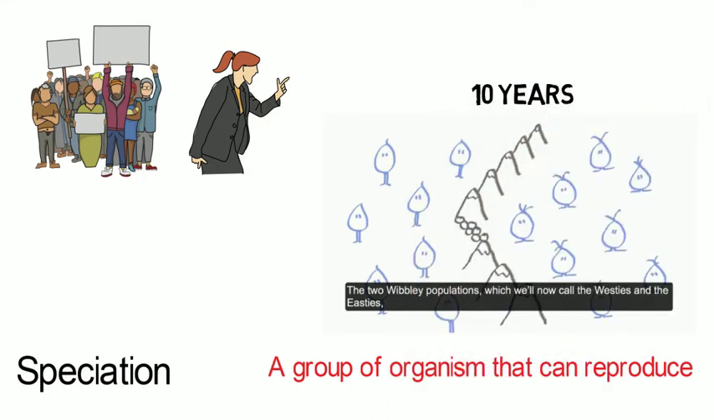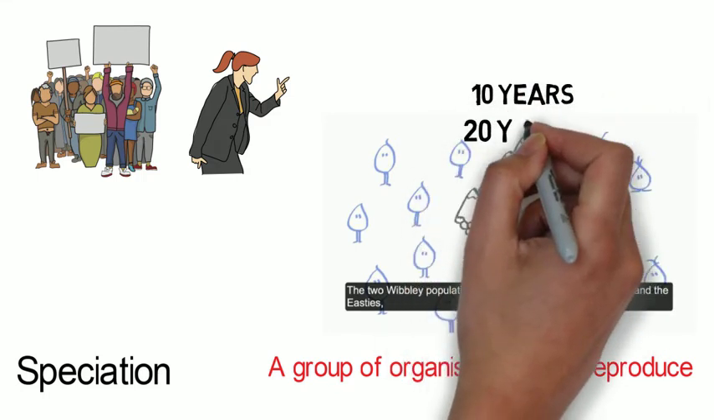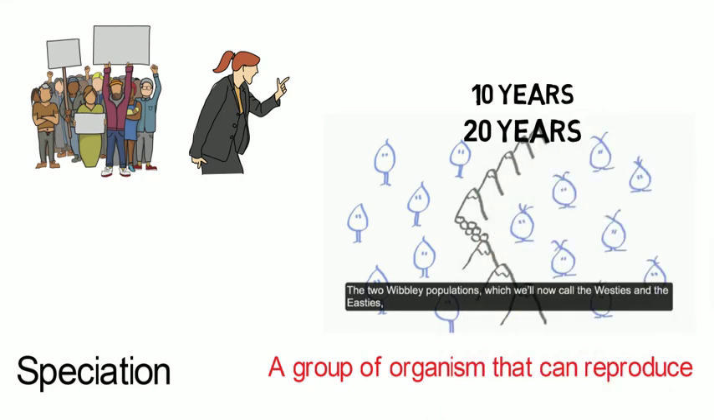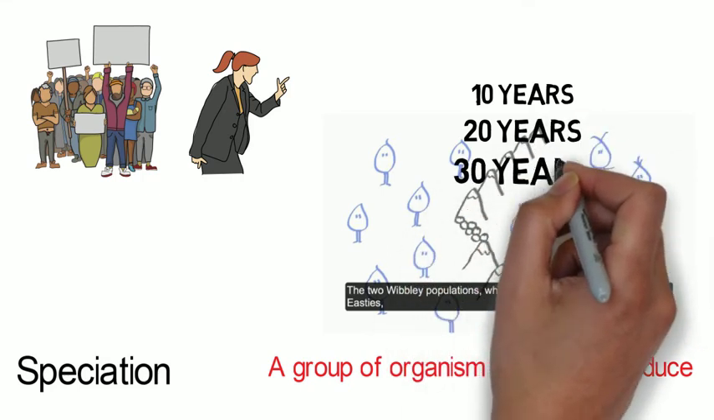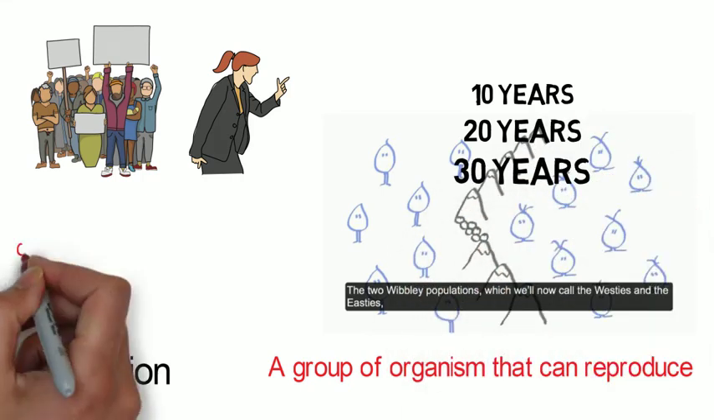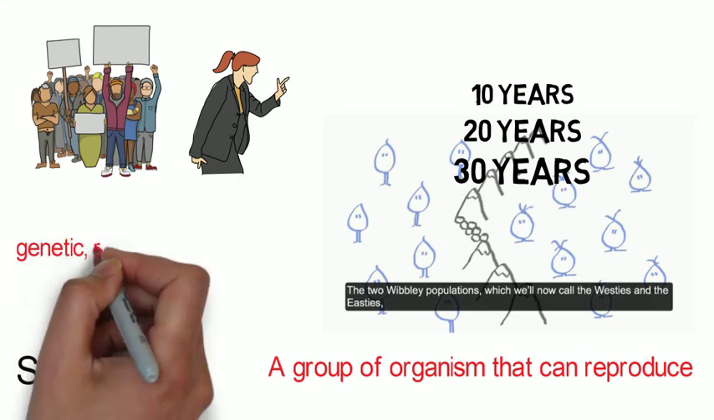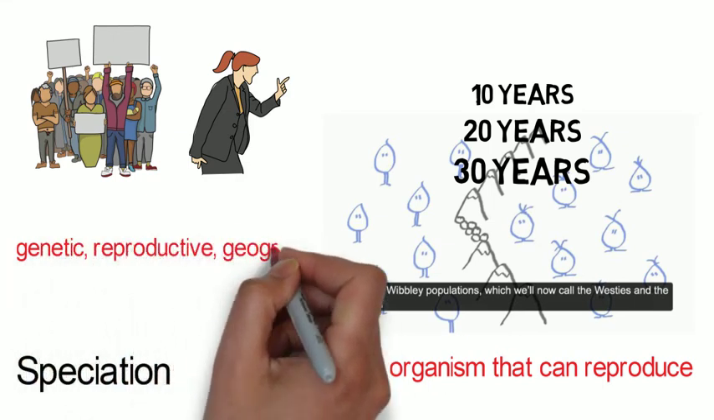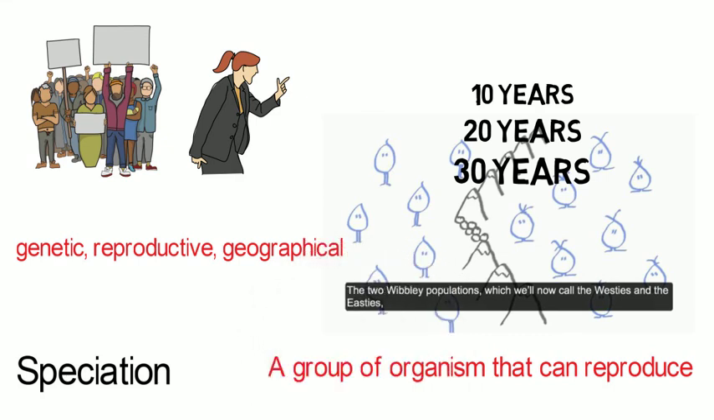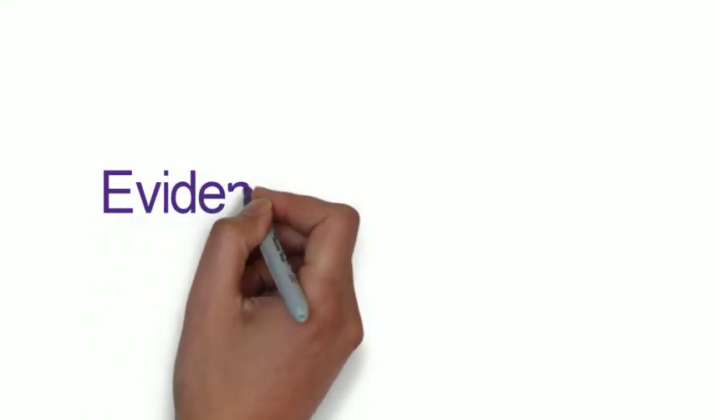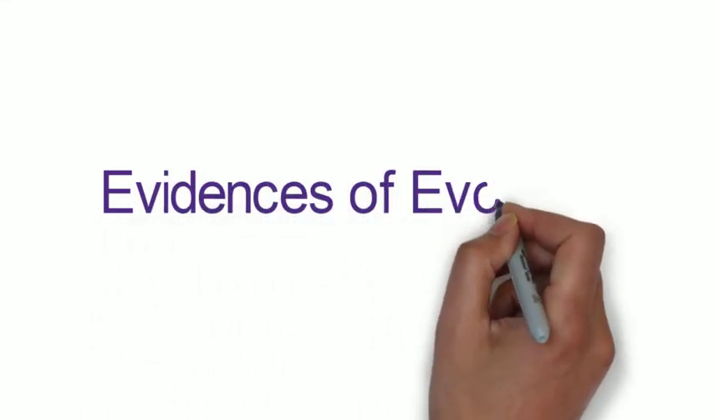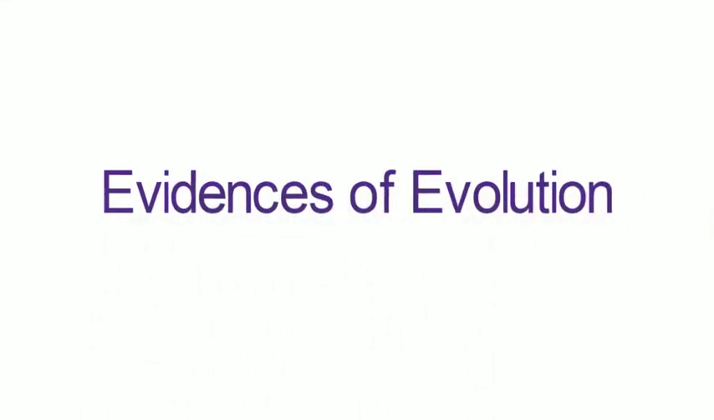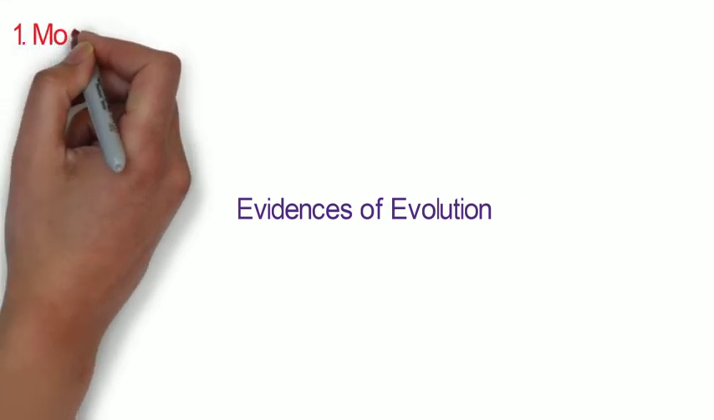Over a period of time, say 10 years, 20 years or 30 years, these species will have slow, gradual changes, and they will be completely different, and they will not be able to reproduce with each other. So speciation, a new species, is created because of a genetic, reproductive or geographical change among an original species. So that is the answer to how new species are created. And there is a lot of evidence of evolution which proves that evolution is a theory, and it's a correct theory.